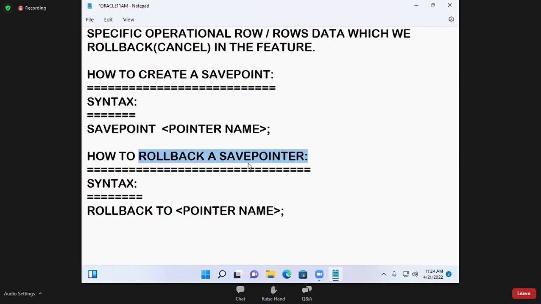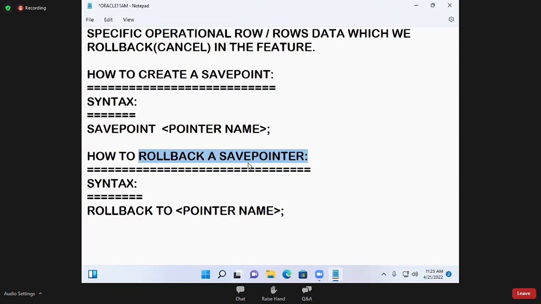Maybe some students have a doubt: sir, can I commit a savepoint? When you want to commit, it is not necessary to create a savepoint. Whatever you need to commit, you can directly commit it. It is not necessary to create a savepoint and then commit after it. That kind of syntax is not there in the database.